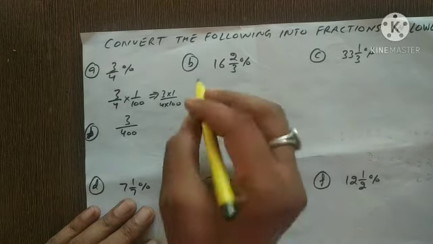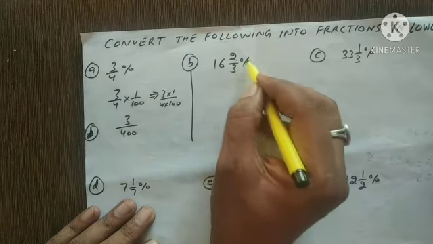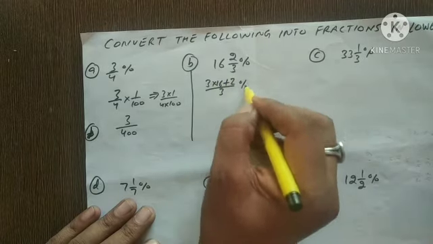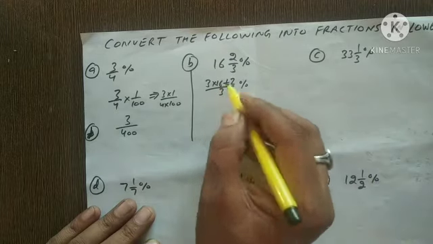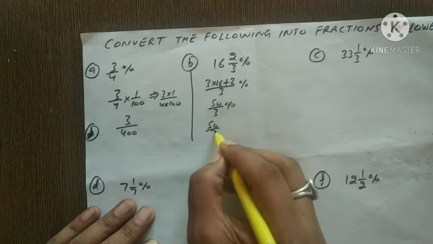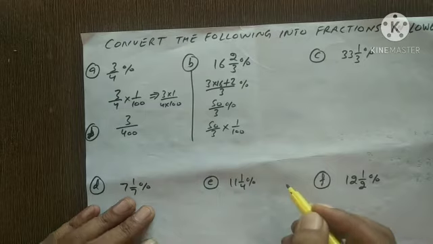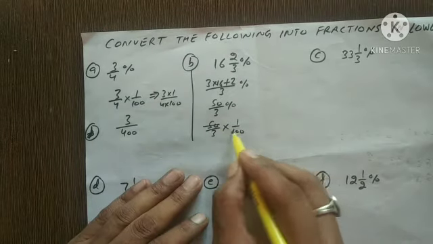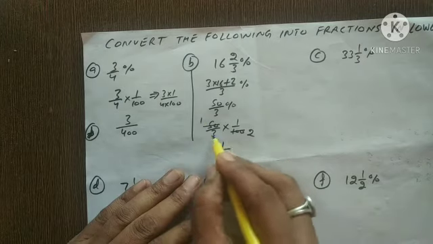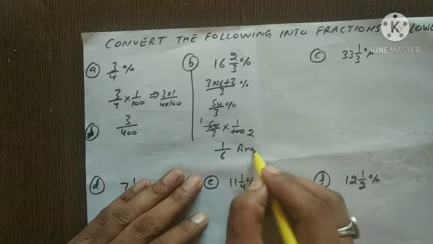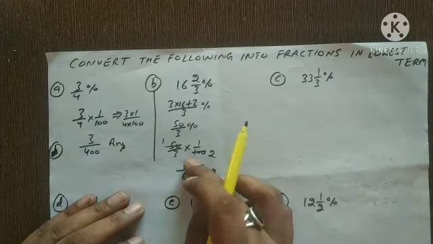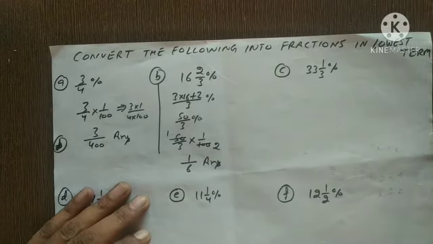Okay. Now for the second part, 16 2 by 3%. So 3 multiply 16 plus 2 over 3. It means this. Now 48 plus 2, 50. 50 over 3%. Now 50 over 3 multiply 1 over 100. Okay student. Now you can cancel 50 to the 100 at the table of 2. So 1 multiply 1, that is 1. And 3 multiply 2, that is 6. This is the answer. Okay student, these are the lowest terms. Why are these lowest terms? Because in 1 and 6 nothing is common except 1.